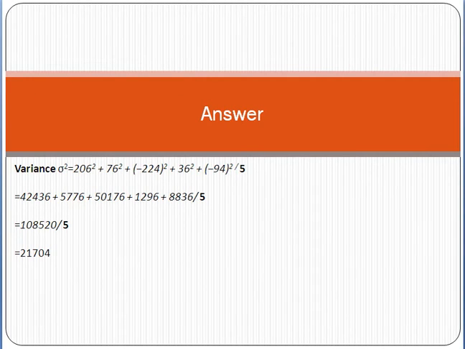So how will we calculate the variance? We will square the values, whatever values we have here. 206 multiplied by itself, the square of the value, gives us 21704. How are we getting these values?